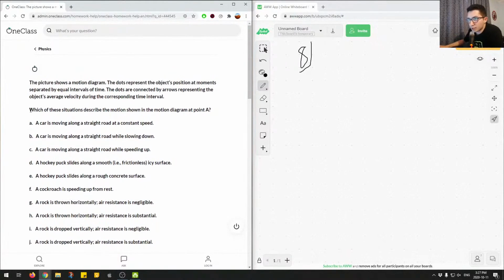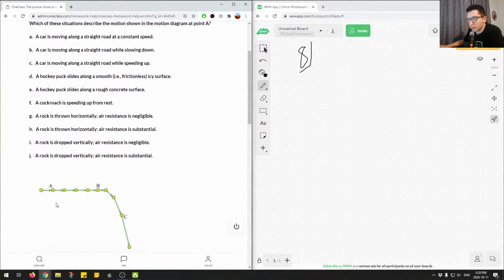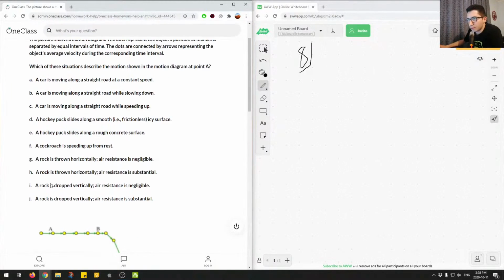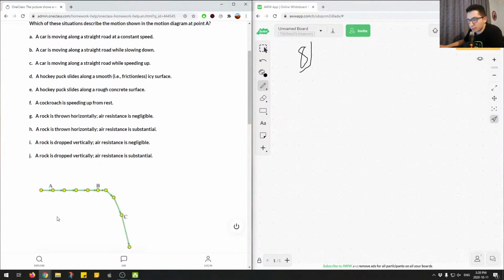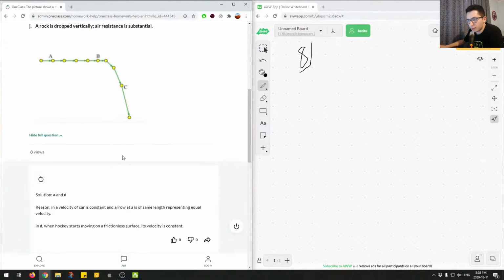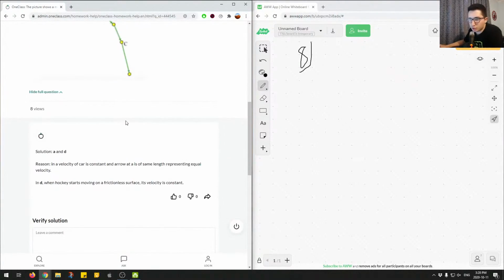Right, the question here is, which of these situations describe the motion shown in the motion diagram at point A? So they give us a bunch of situations and they want us to look at point A over here and think about which situations could be represented by point A. So let's look at the answer provided by the junior tutor and let's think about what is the correct answer. So they say A and D.